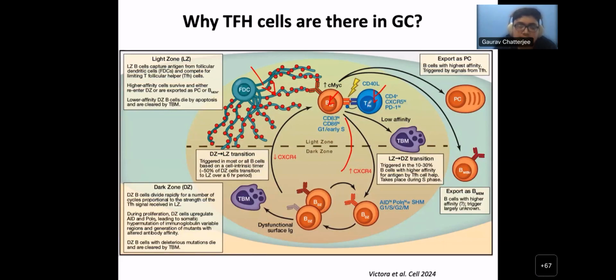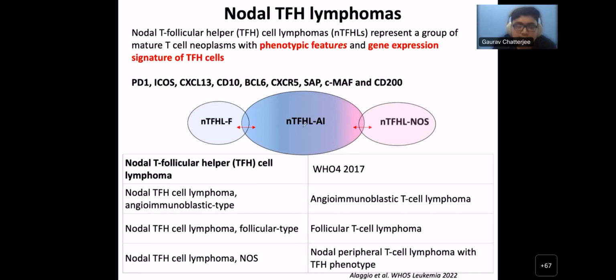So these TFH cells are very essential in normal anatomy. They give the necessary signal to B cells, like which B cells should be selected and which B cells have a higher antigen affinity. And that is how they contribute to our normal physiology. And yeah, so same slide again.